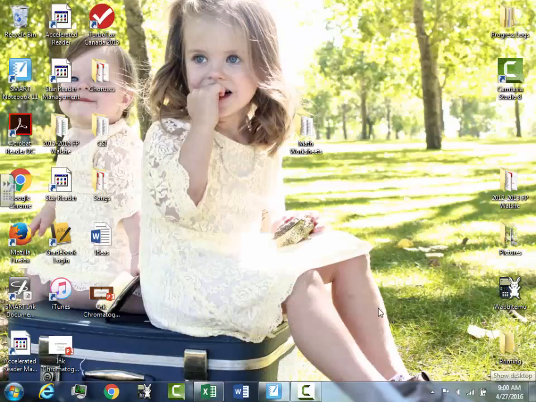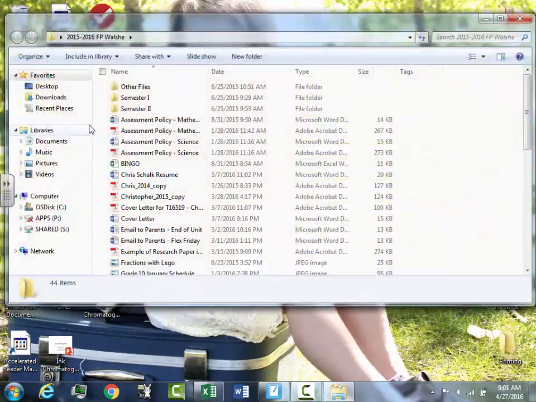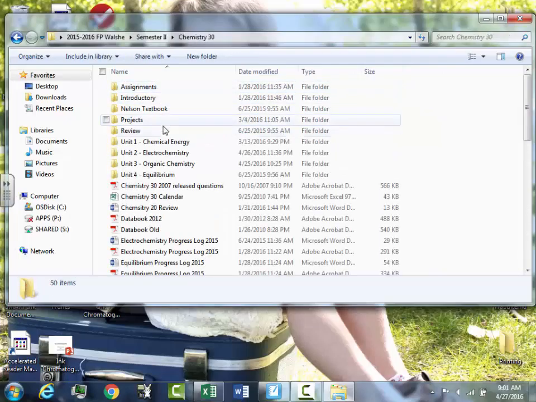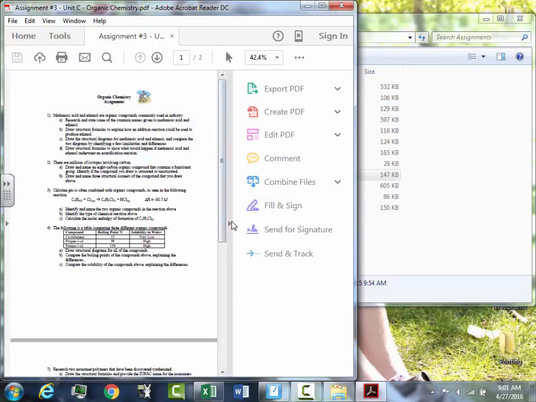Let me see if I can find that real quick. Where am I looking here? Open. If you guys have your assignments nearby, can you find number 4?